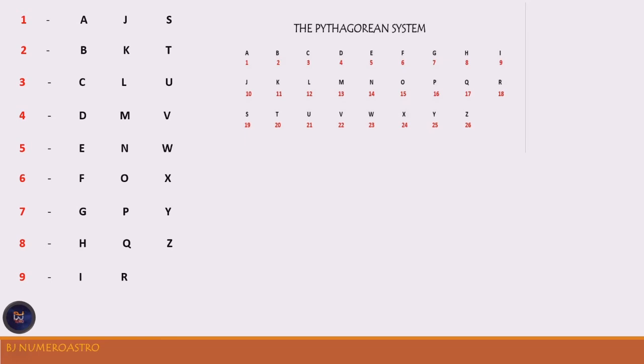So 1, the letters under number 1 is AJS. The letters under number 2 is BKT. 3 is CLU, that's clue. 4 is DMV. 5, that's ENW. So we can rearrange that one for easy memorization. So it will be NEW, that's new. 6 FOX, that's Fox. 7 GPY. 8 HQZ, and 9 IR.